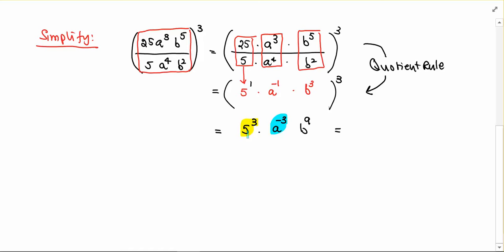So first let's deal with the 5. So 5 times 5 is 25, times 5 is 125. A to the negative 3, well, if it's negative, it moves from numerator to denominator or denominator to numerator, so in this case it's going to move into the denominator. And b to the 9 does not change. Since this is all multiplication, you could multiply the numerators, multiply the denominators, and write it as a single fraction like this. And that's the answer.